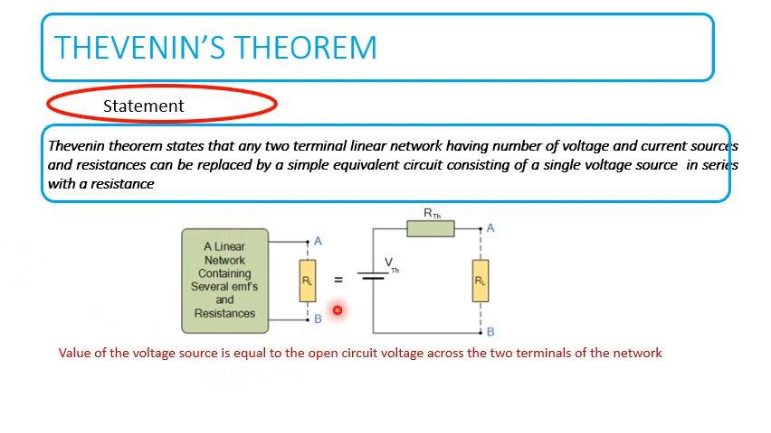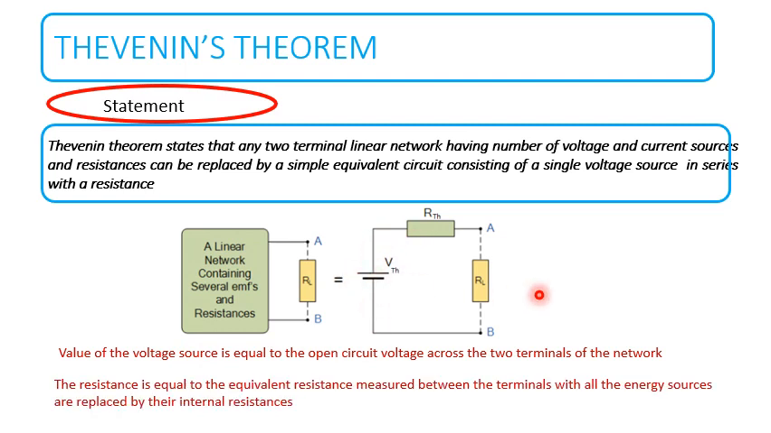The value of the voltage source is equal to the open circuit voltage across the two terminals of the network. These are the two terminals of the network. So, the open circuit voltage across these two terminals should be found out. And that voltage will be the Thevenin voltage or VTH. Then coming to the case of resistance. The resistance is equal to the equivalent resistance measured between the terminals, with all energy sources replaced by their internal resistance.